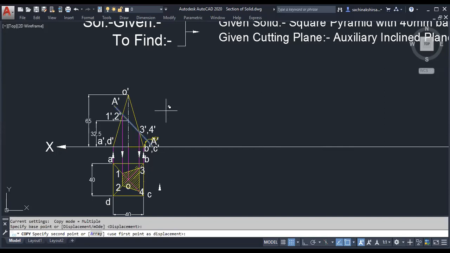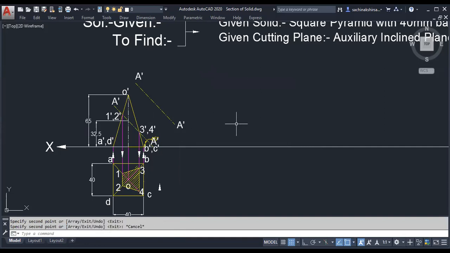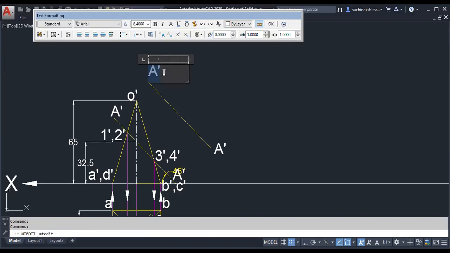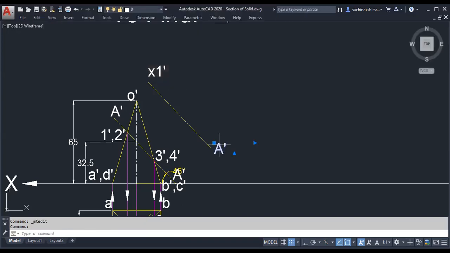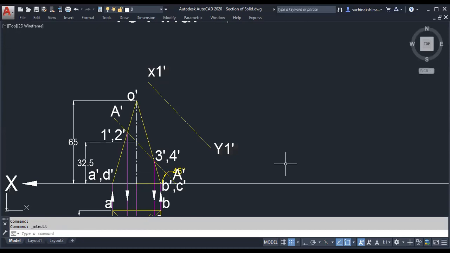Okay, something like this. So what name will we give to this line? x1 y1. Let us give the name x1 y1, or x1 dash y1 dash.